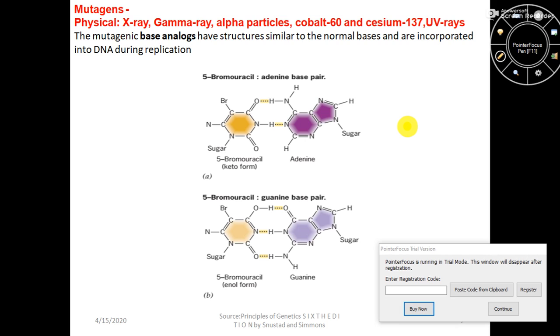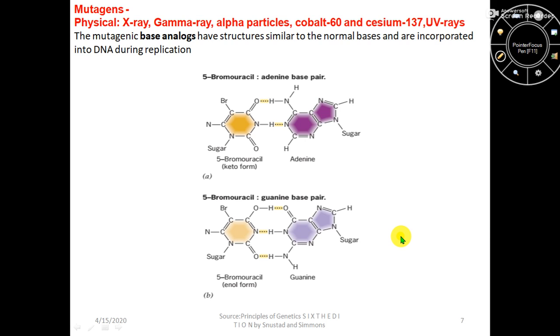What is a mutagen? Mutagens are physical or chemical agents that cause mutations. X-rays, gamma rays, alpha particles, cobalt 60, cesium 136, and UV can cause damage in DNA. These are physical mutagens, and the chemical mutagens are base analogs, intercalating agents.